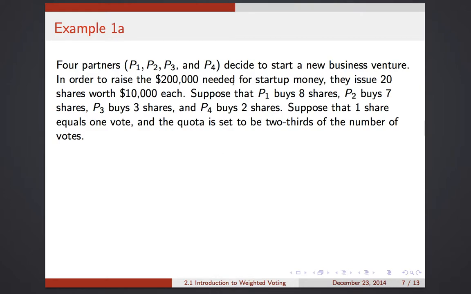So here's another example. 4 partners decide to start a new business. They want to raise 200 grand for startup, so they issue 20 shares that are worth 10 grand each. So suppose player 1 buys 8 of those shares, player 2 buys 7 of them, player 3 buys 3, and player 4 buys 2. And suppose that 1 share equals 1 vote, and the quota is set to be 2/3 of the number of votes. So this certainly seems like a reasonable way to set up a voting system. If player 1 buys 8 shares and player 4 buys 2, player 1 has sunk more money into this than player 4 has. So it stands to reason that player 1 should have more of a say than player 4 has.